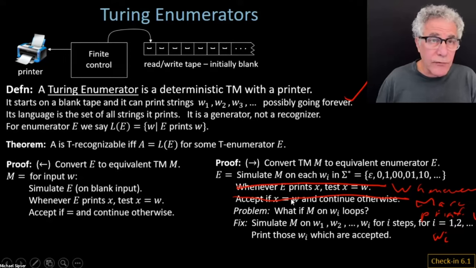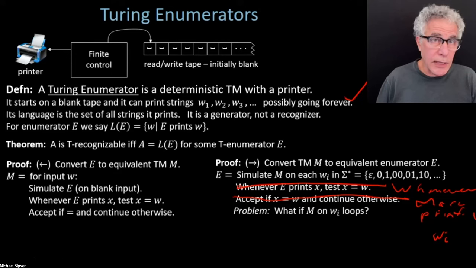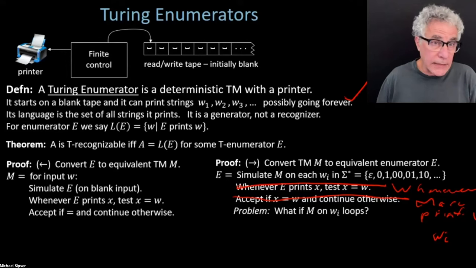So hopefully you're not confused by this typo. Doing it sequentially, like I just described, doesn't quite work, because M might get stuck looping on one of the WIs. Like, maybe when I feed 0 into M, M goes forever because M is rejecting 0 by looping. But maybe it also accepts this next string in the list, the string 1. I'll never get to 1 by just feeding the strings into M one by one like this.